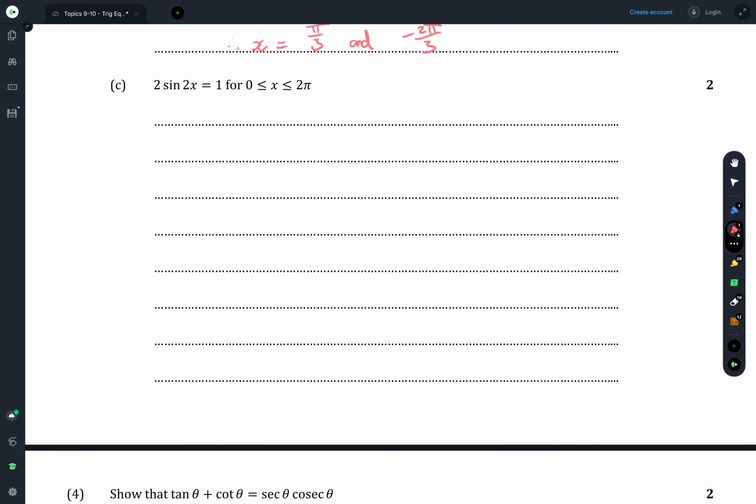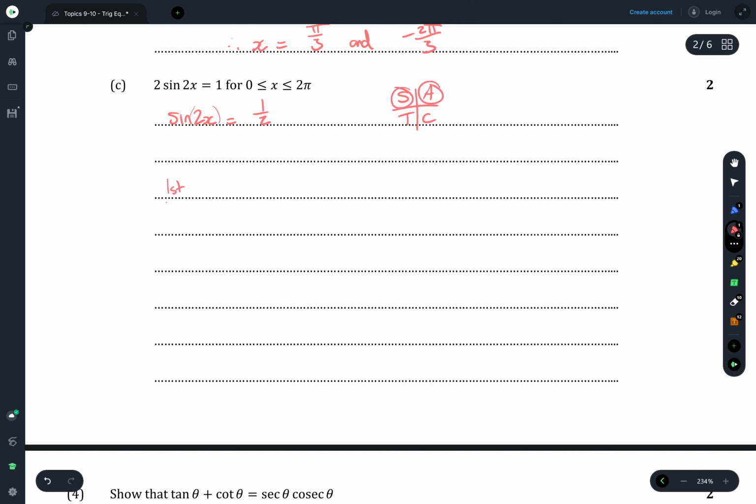Looking at this last one, again, we need the sine by itself. So we'll have sine 2x equals 1 over 2. And what we can't do from here is just divide by 2 again, because that 2 is linked with the x. So what we're going to do is solve like we normally would, and then make some considerations at the end. Here we're looking when sine is positive, so we're looking at the first and second quadrants.